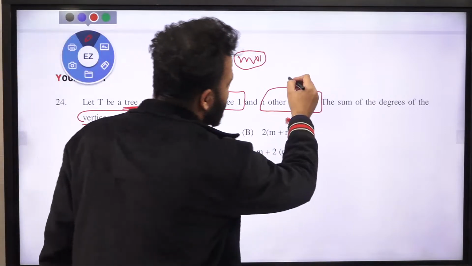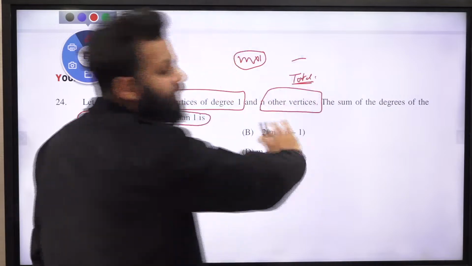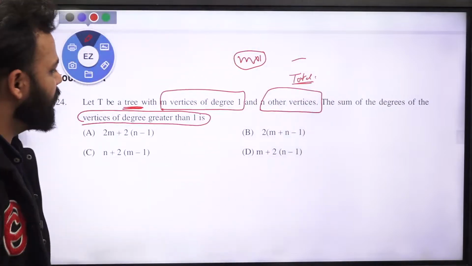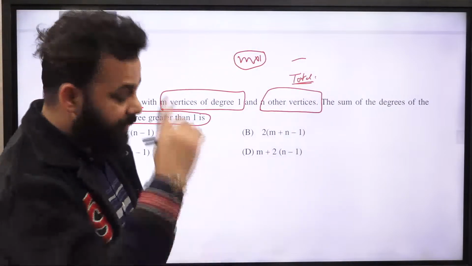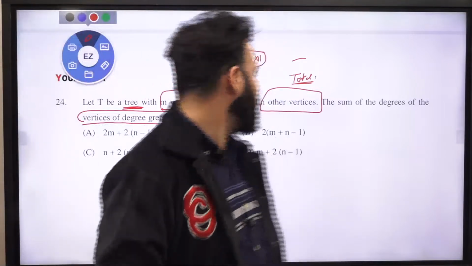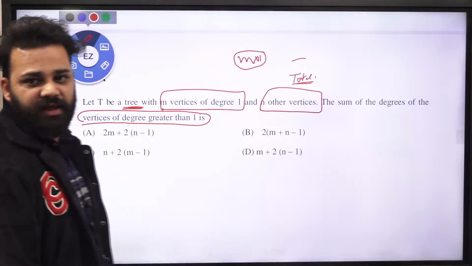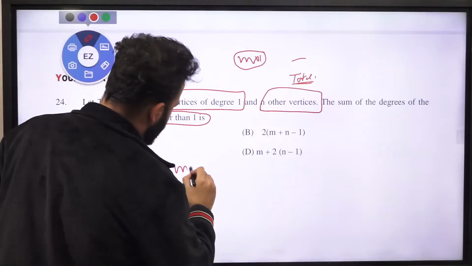So it is asking what will be the total sum of degrees of these n vertices when they are greater than or equal to 1. So what we can do is, first of all, the total number of vertices in this are m plus n, because m vertices have degree 1 and other vertices have degree n. So it will be m plus n.